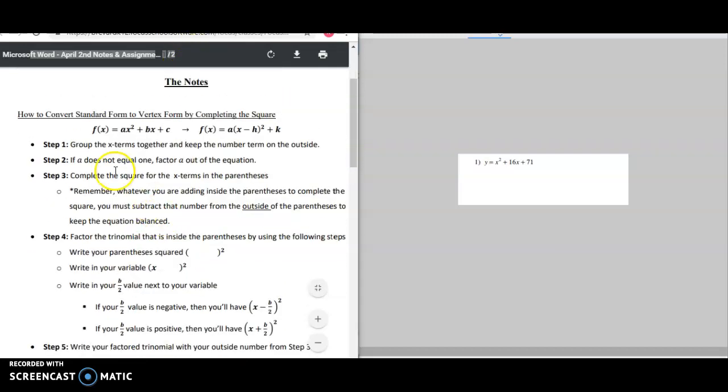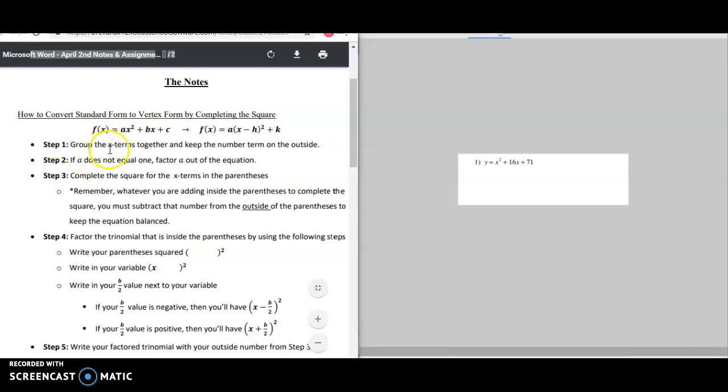So for today's notes, we are converting standard form equation to vertex form by completing the square. So here's the standard form equation, which I also have written over here. Remember, f of x also can just stand for a y. So that's why I just have a y here.